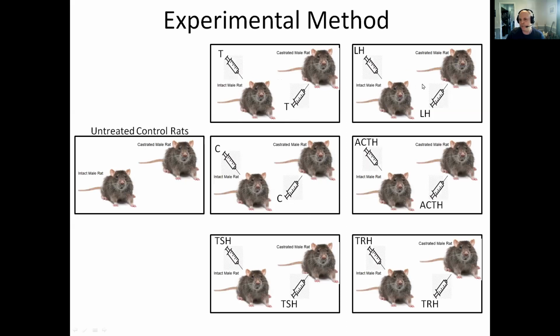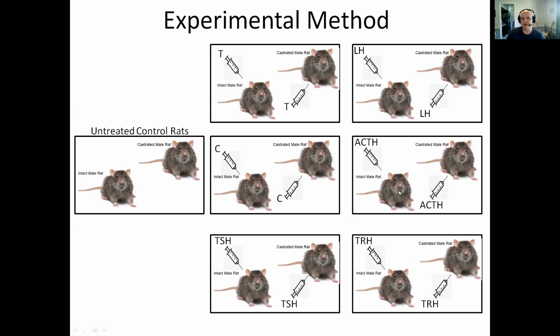Here's the luteinizing hormone treated rats. Here are the cortisol treated rats, the adrenocorticotropic hormone treated rats, the thyroid stimulating hormone treated rats, and the thyroid releasing hormone treated rats. So again, in each tank, there is 1 castrated male and 1 intact or uncastrated male.